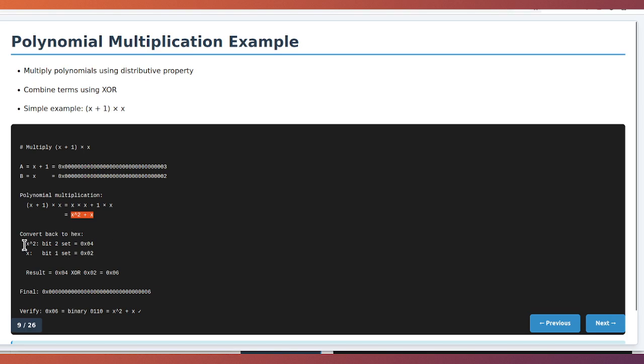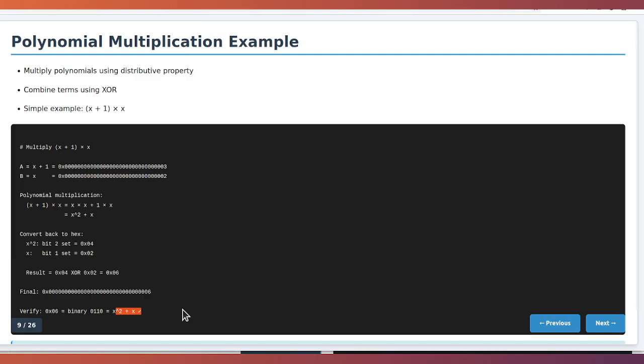Now let's find the hexadecimal representation. X squared means bit 2 is set, which is 0x00...04. X means bit 1 is set, which is 0x00...02. We XOR these together. 0x04 XOR 0x02 equals 0x06. So the result is 0x00...06. Let's verify by looking at the bits. 0x06 is binary 0110, which is x squared plus x, correct?